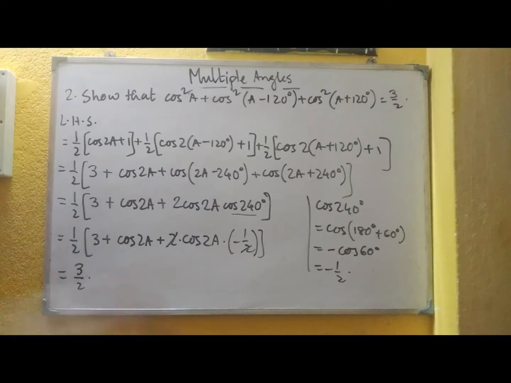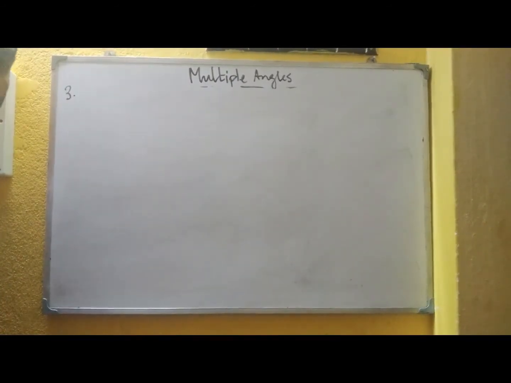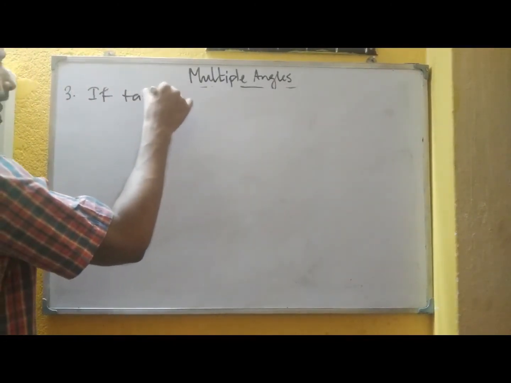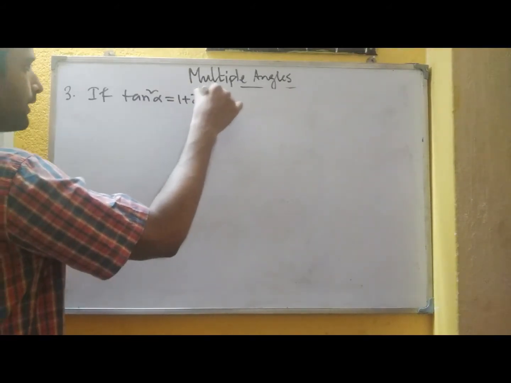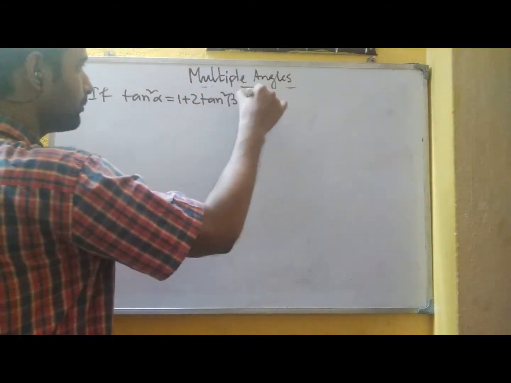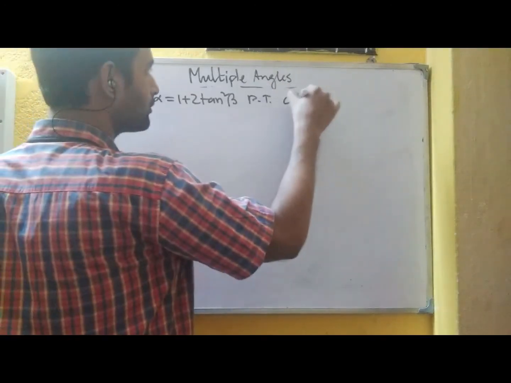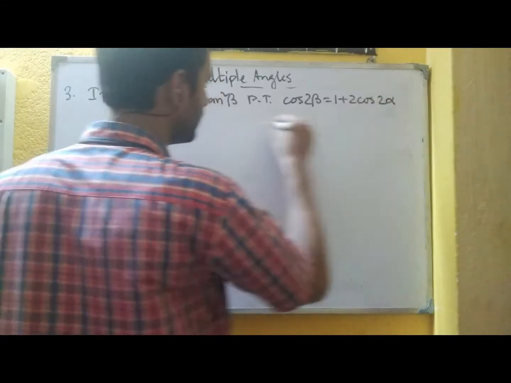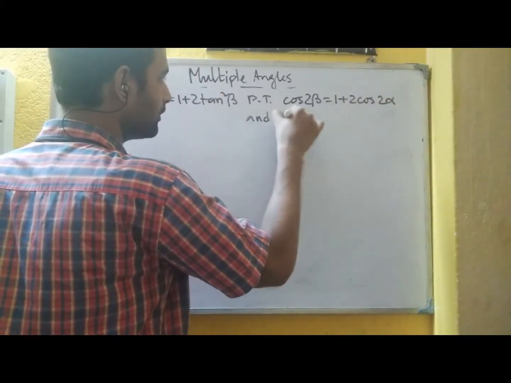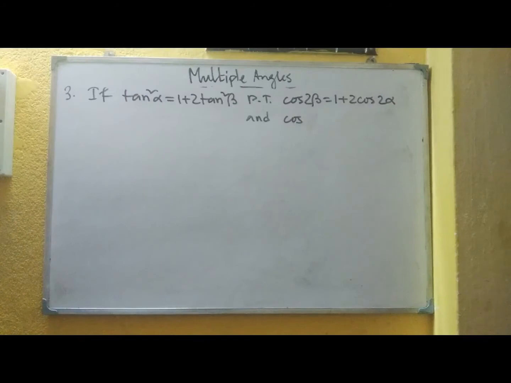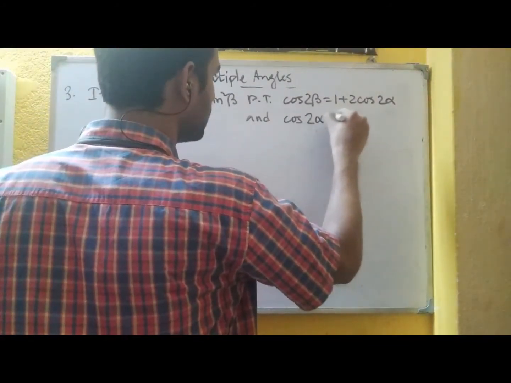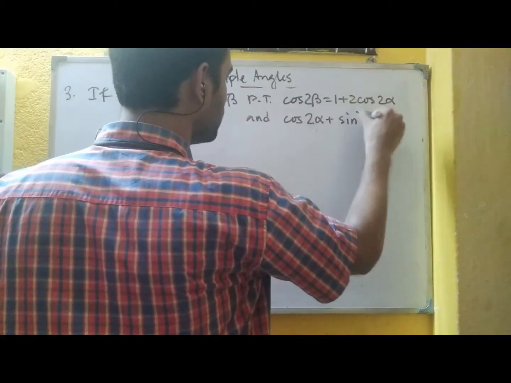Okay. So let us proceed to our next problem. Our next problem is this: if tan square alpha equals 1 plus 2 tan square beta, then we have to prove that cos 2 beta equals 1 plus 2 cos 2 alpha, and also cos 2 alpha plus sin square beta equals 0.